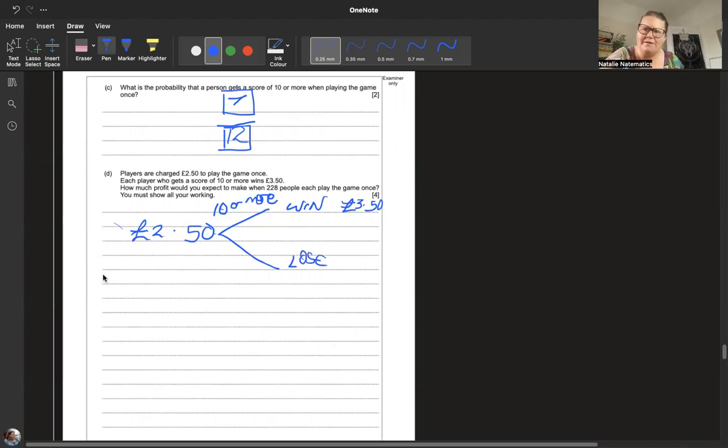Profit. What does profit mean? What is it? Well, profit is money in. I would sort of say money in, take away money out. That is the easiest way of explaining it. Okay, so it's money, and I'm going to write that down here. Money in, take away money out.